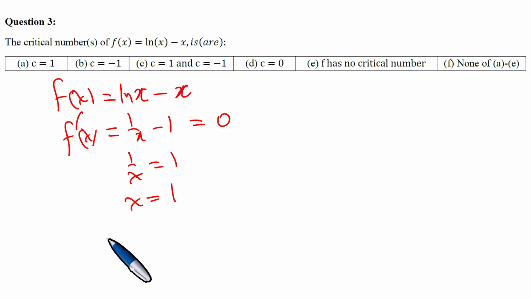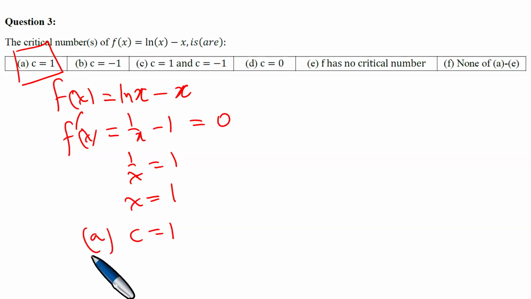that when your x is 1, then your c, the critical number, is also c equals 1. And if the critical number is c equals 1, then that obviously means the correct answer is exactly A, where c equals 1. Right, and that is exactly the answer. We move on to the next question.